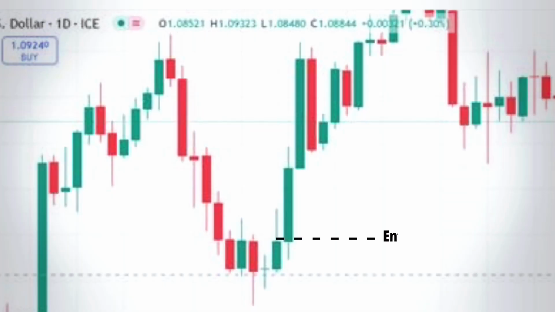Enter a long position when the third candle closes above the midpoint of the first candle, or after the next bullish confirmation candle if you are more conservative. Set your stop loss below the low of the second candle to manage risks. And for take profit, use key resistance levels, Fibonacci retracement tools, or the recent swing high as take profit targets.